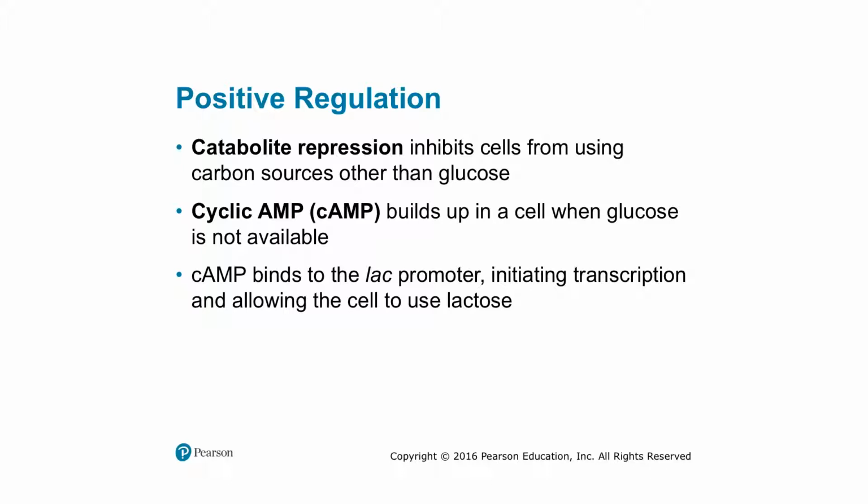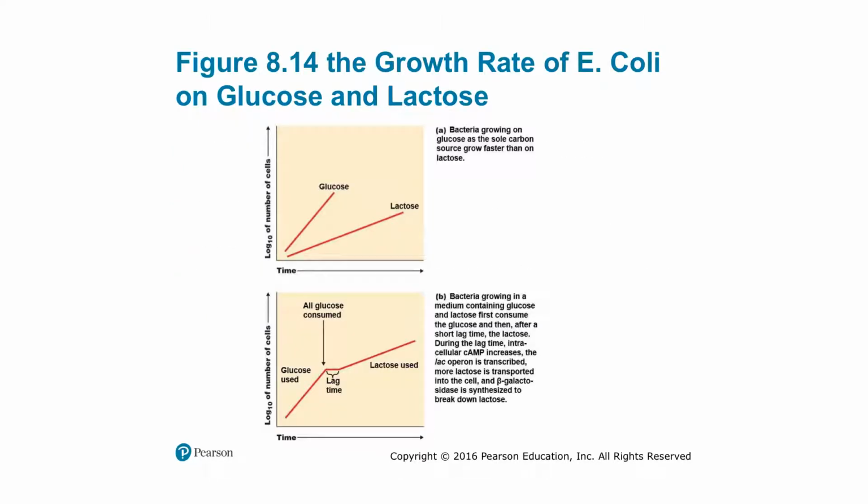So positive regulation can come from catabolite repression, which inhibits the cells from using carbon sources other than glucose. Cyclic AMP is going to build up in a cell when glucose is not available. And cyclic AMP binds to the lac promoter that initiates transcription and allows the cell to use lactose. So here, bacteria growing on glucose as the sole carbon source grow faster than those growing on lactose.